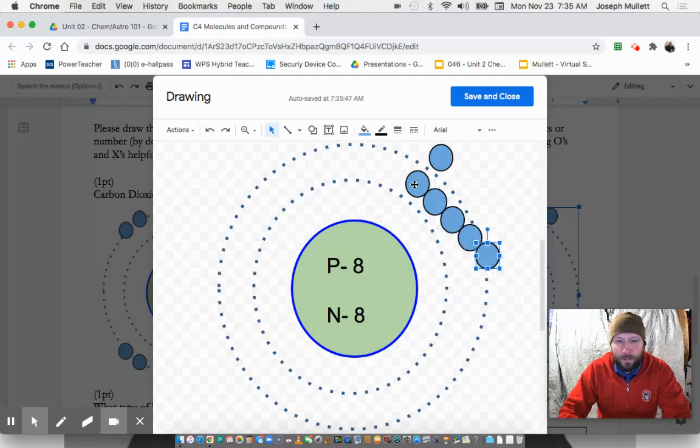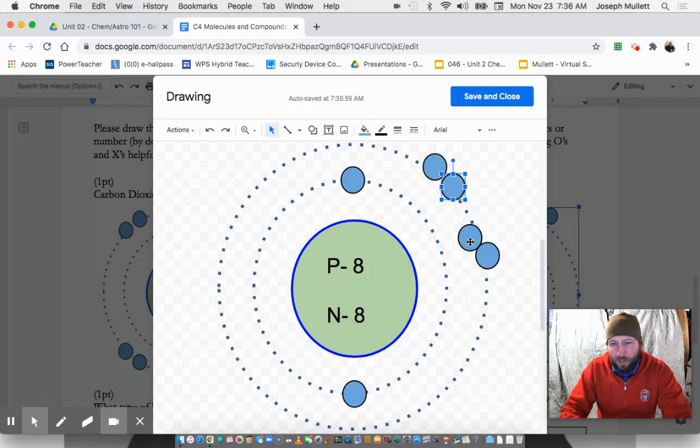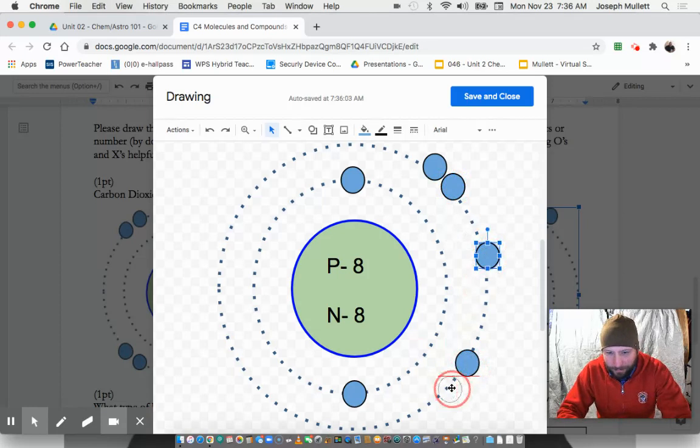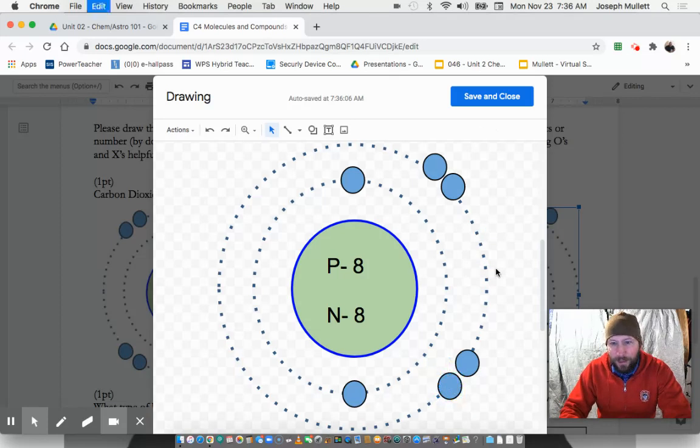And I know there's 1 electron at the top here, 1 down at the bottom. And then I'm going to go and put 2 over here. It's almost like 1:30, if you will. The 1:30 on a clock. Now, I still need 2 more over here. So I'm going to do Control C, Control V, and there's 2 more. Sweet.